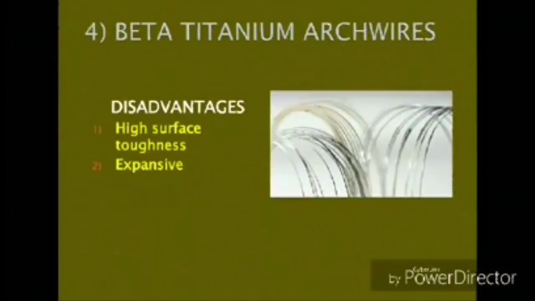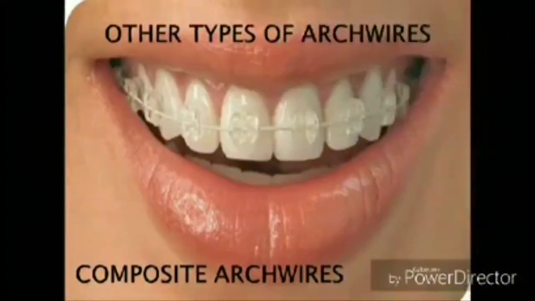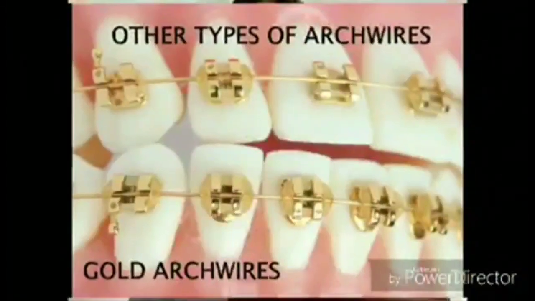Besides being expensive, TMA has the disadvantage of high surface roughness, which can cause high frictional forces. The other types of archwires used in orthodontics are composite archwires, which are formed by adjusting the ceramic to polymer proportions, and gold archwires.